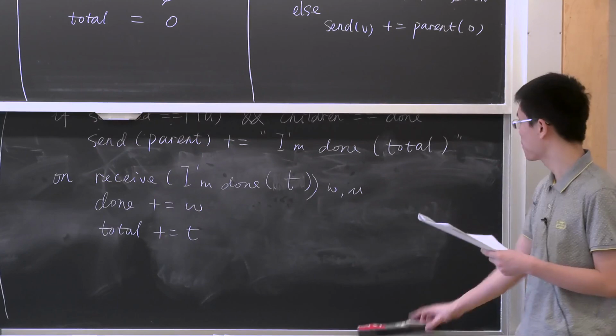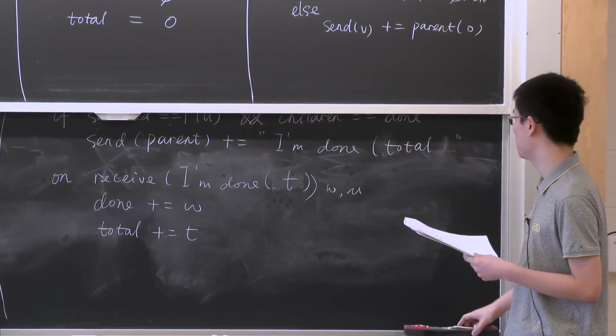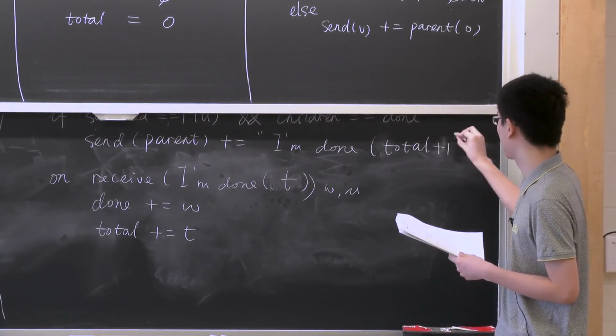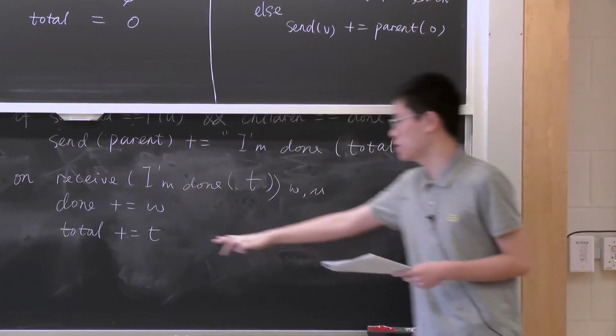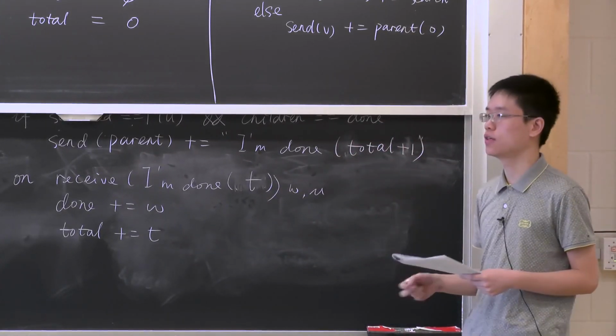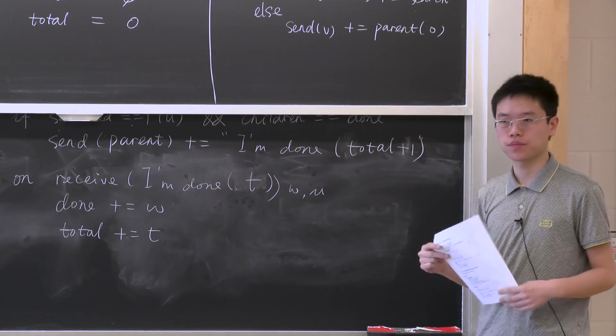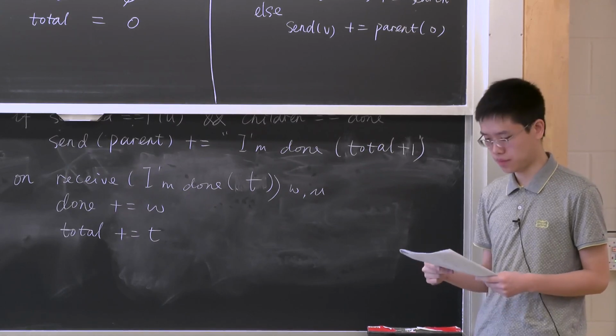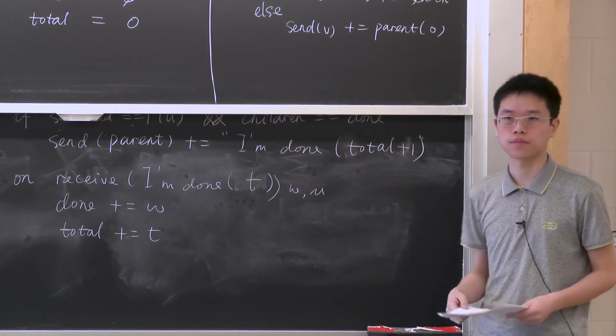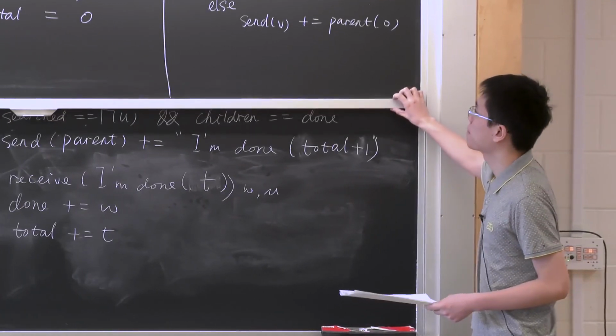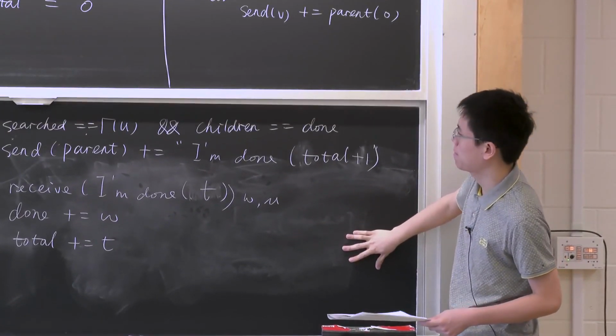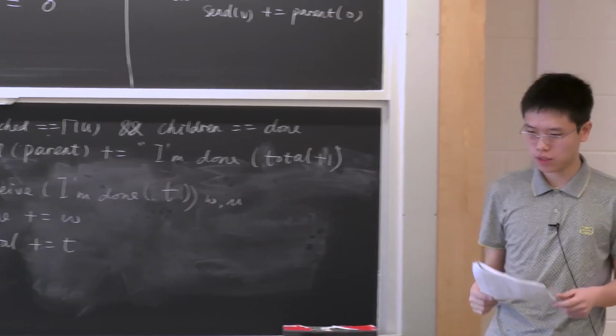Okay, I made a mistake again. It should be total plus 1. Right? Because I'm counting all my children, and then I should include myself. So that's the complete algorithm.